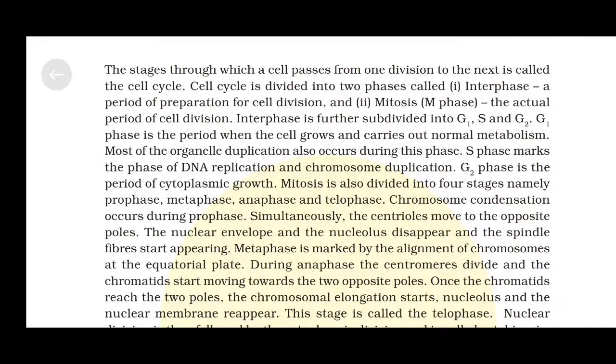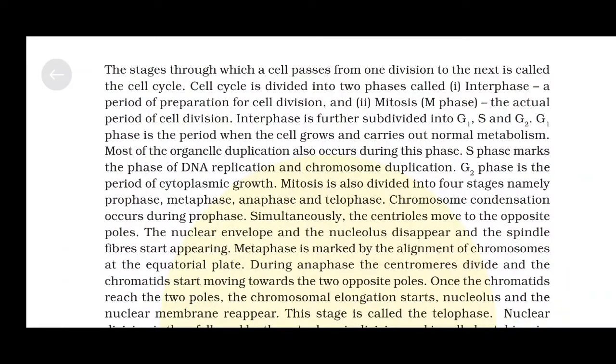The cell cycle is divided into two phases called interphase, a period of preparation for cell division, and mitosis, M phase, the actual period of cell division. Interphase is further subdivided into G1, S and G2. G1 phase is the period when the cell grows and carries out normal metabolism. Most of the organelle duplication also occurs during this phase. S phase marks the phase of DNA replication and chromosome duplication. G2 phase is the period of cytoplasmic growth.